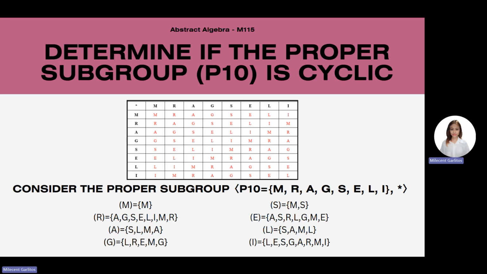S generates M and S. E generates A, S, R, L, G, M, E. L generates S, A, M, L. I generates L, E, S, G, A, R, M, I.